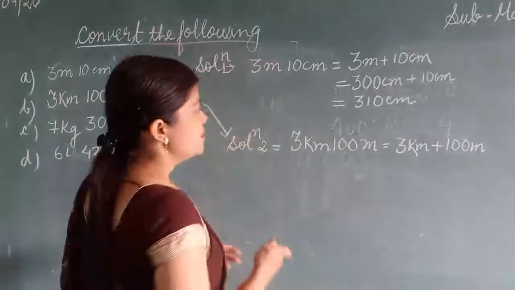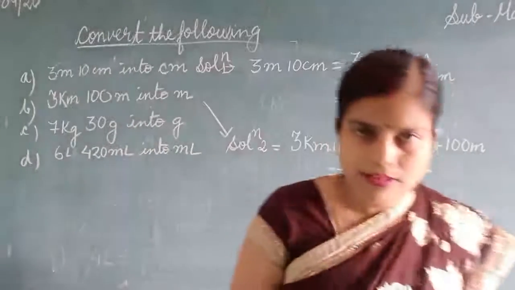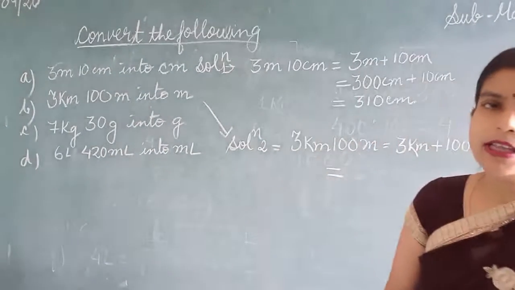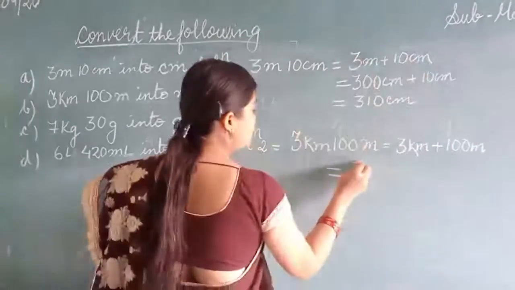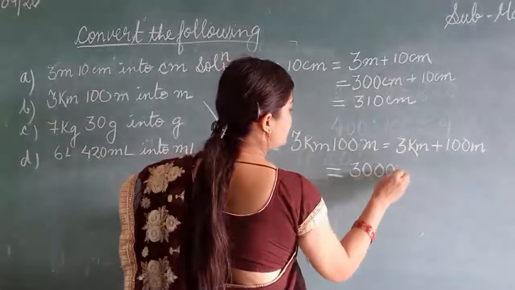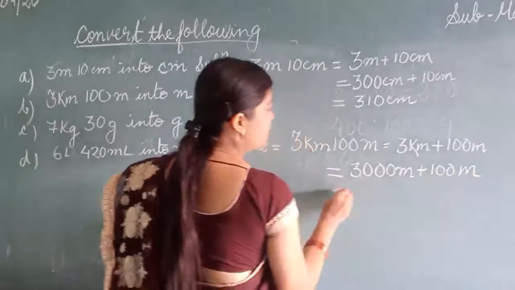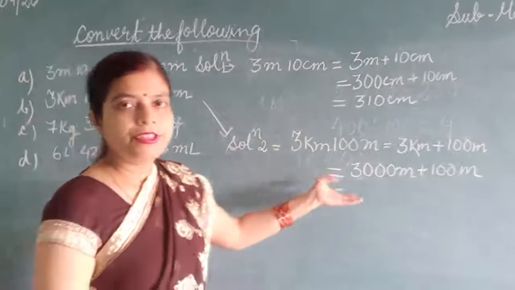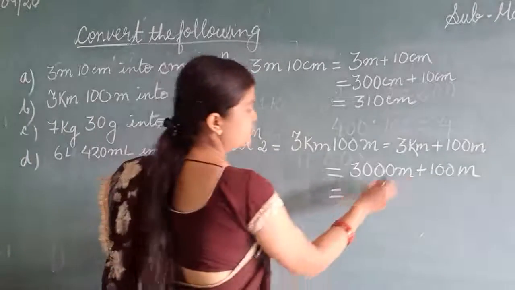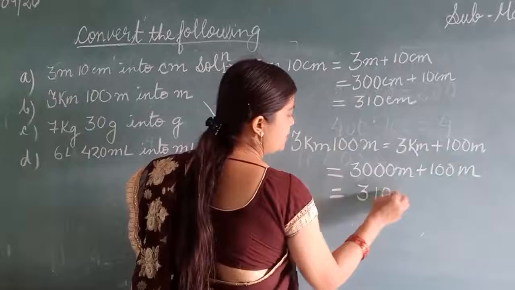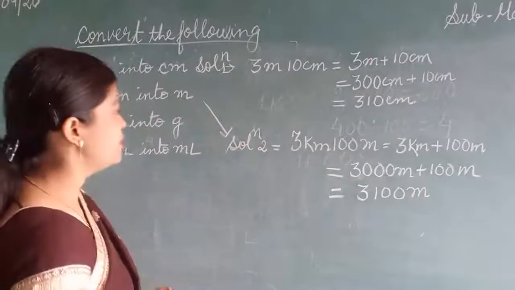So for converting 3 kilometer into meter, what are we doing? We are multiplying by 1000, and multiplying by 1000 is adding 3 zeros on the right hand side of the number. So it will be 3000 meter plus 100 meter. Now you know the addition. 3000 plus 100, what will it be? 3100 meter. So the second question also we have solved.